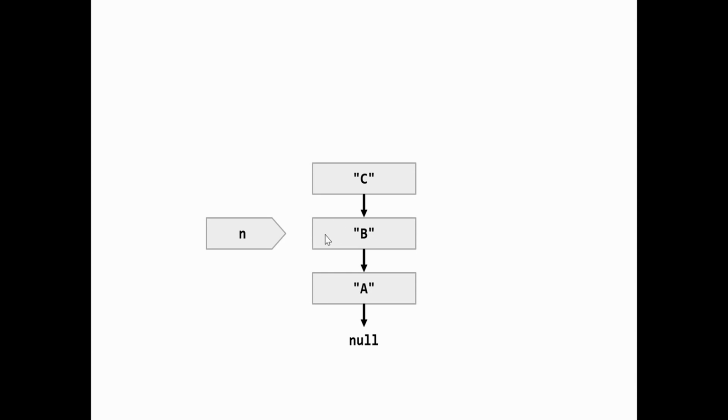So process the b, n equals n.next. n is pointing at the b. n.next is that link there, which points at the a. So n now points at the a. Is n null? The answer is no. So process the a, n equals n.next. Now n's null, so I've processed all the nodes in the sequence.